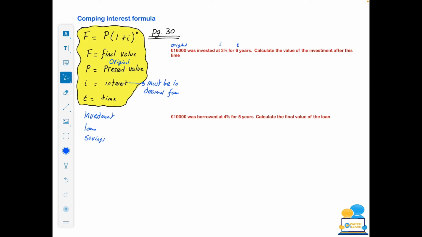Okay, 3%, that's my I, and 6 years will be T. Calculate the value of the investment after this time. Okay, what we're looking for then, the value after the time, that's going to be my final.